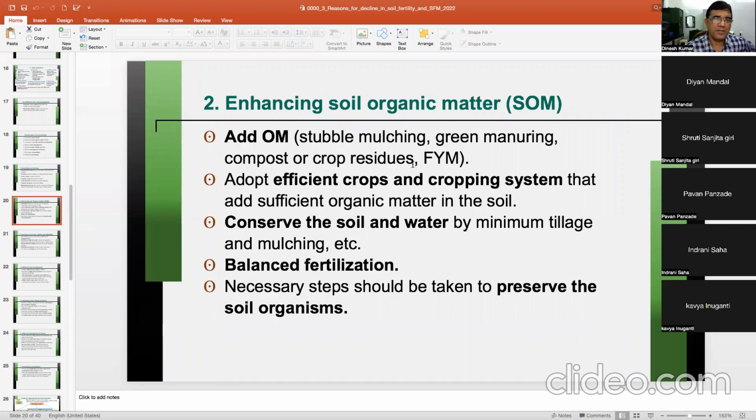Enhancing soil organic matter. You need to enhance soil organic matter by stubble mulching, green manuring, compost, crop residue, addition of organic manure, and adopt efficient crops and cropping systems that add sufficient organic matter into the soil. Crop rotations are important. Here the main thrust should be given to inclusion of legumes in the rotations. Conserve the soil and water by minimum tillage. Balanced fertilization is important. Necessary steps should be taken to preserve soil organisms. It means you should reduce pollution, and there should not be waterlogging continuously for a long time. It also reduces biodiversity.